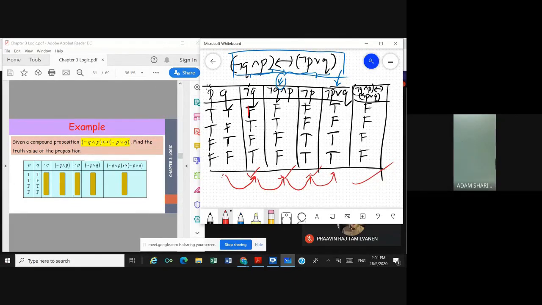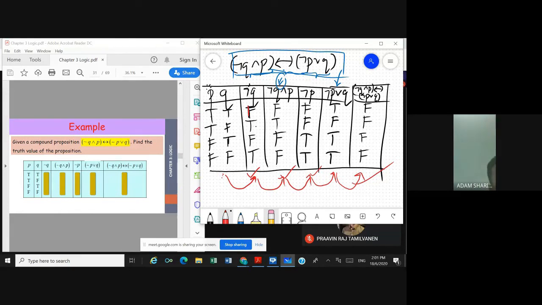Not P or Q. T F T, F F F, T T T, F T T. Then you proceed. Okay. F T, F T F, T F F, F T F, F T F. Okay. This tip is very good.